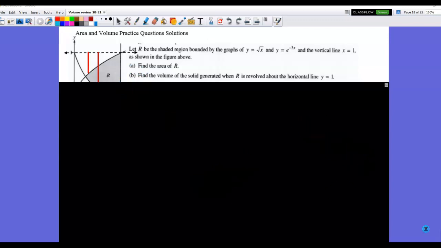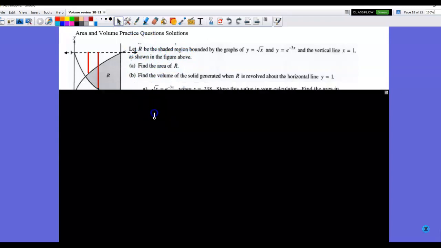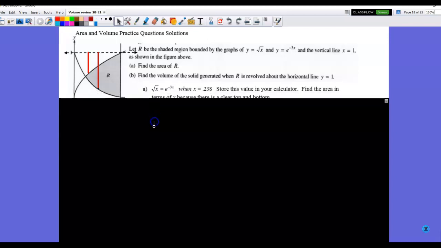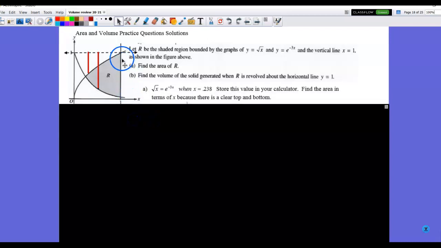So let's begin by reading the prompt. Let R be the shaded region bounded by the graphs of y equals the square root of x, y equals e to the negative 3x, and the vertical line x equals 1, as shown in the figure, in this case, to the left. One thing you can see that they do is sometimes they provide us with the graph that they're talking about.